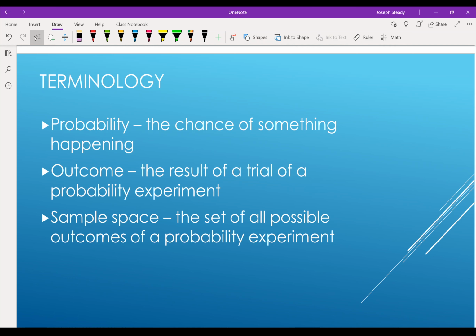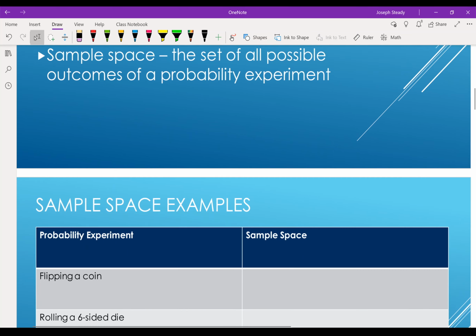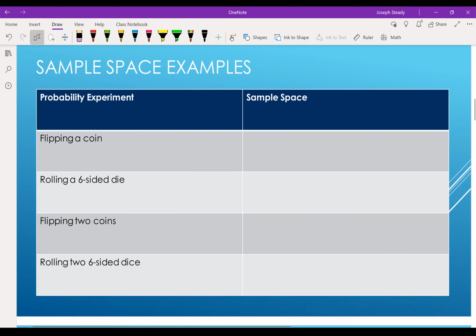Connected to that is the sample space. The sample space is all of the possible outcomes. So if you flip a coin, the sample space is you get heads or you get tails. There's your sample space. I kind of jumped ahead a little bit, because we're going to look at some sample spaces right here.